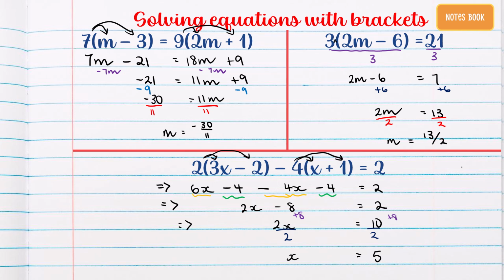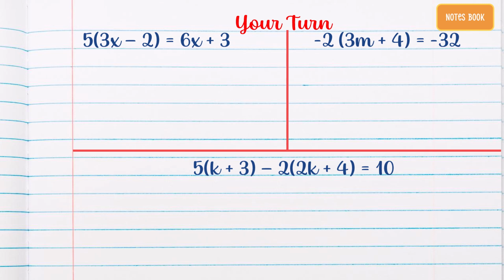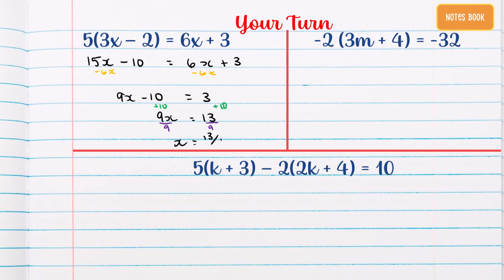Now, feel free on the next slide to pause and have a go by yourself, but I will still go through them. So, for these ones here, same thing. That first one we're going to expand, and then that second one we're just going to divide by that common factor. All right. If I expand these, I get 15x minus 10 is equal to 6x plus 3. I'm going to be subtracting 6x from both sides, leaving me with 9x minus 10 is equal to 3. Adding 10 to both sides gives me 9x equal to 13. And then dividing through by 9, I'm left with x is equal to 13 on 9.